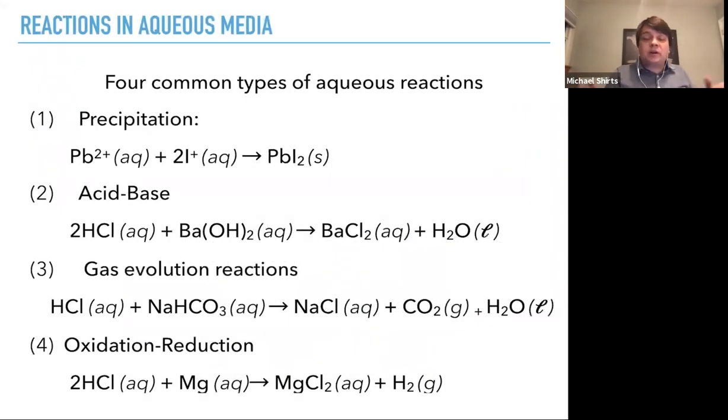Over the course of this chapter, over several different segments, we're going to be talking about 4 very common types of aqueous reactions. Precipitation reactions, where you have ions combining to produce a solid that is not soluble. Acid-base reactions, where you have exchanges of protons and hydroxide ions to produce salts and water. Gas evolution reactions, which produce some sort of volatile gas that comes off, and oxidation reduction reactions, where you have electrons that are moving back and forth between the different molecules involved. So those are the types.